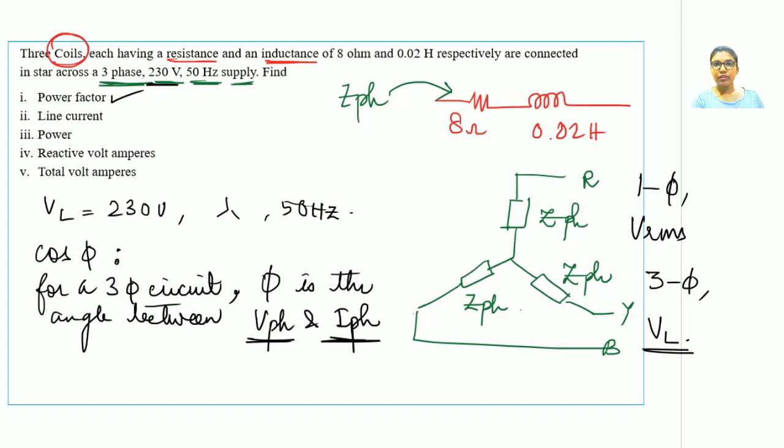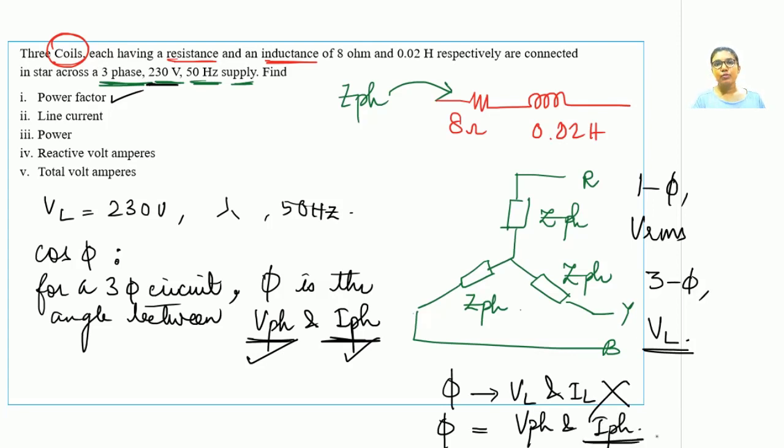So this is very, very important, that in order to find out the power factor, we have to figure out the cosine of the phase difference. And this phase difference is the angle between the phase voltage and the phase current. Do not get confused that this angle is the angle difference between VL and IL. This is incorrect. Phi is always the angle between V phase and I phase. Since phi is the angle between V phase and I phase, the Z phase plays a very important role while solving the numericals in a three-phase circuit, whether it is a star connection or a delta connection.